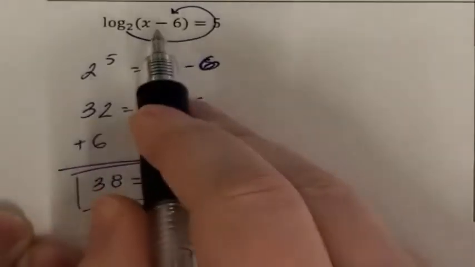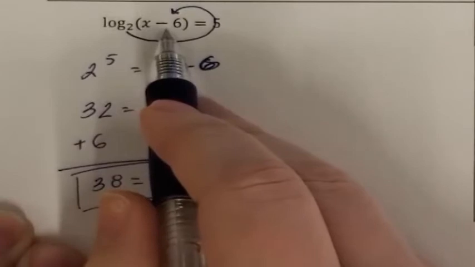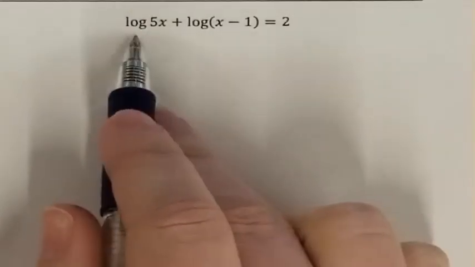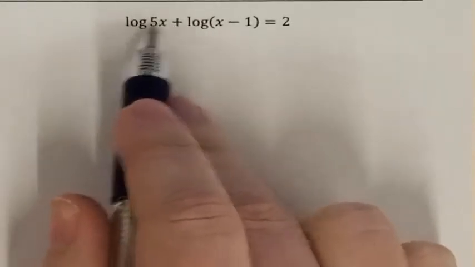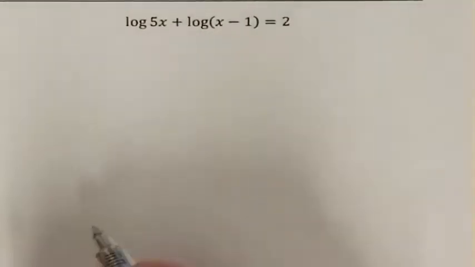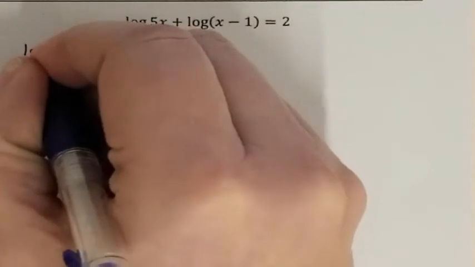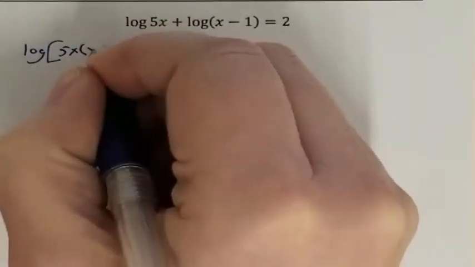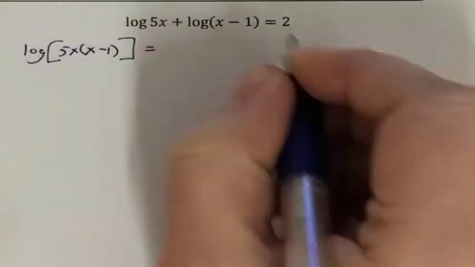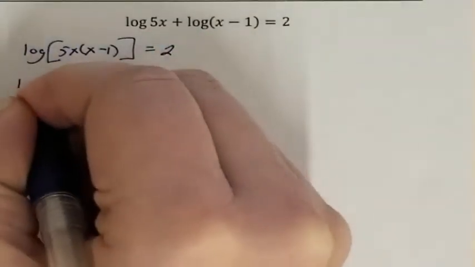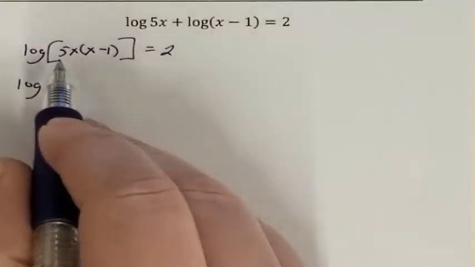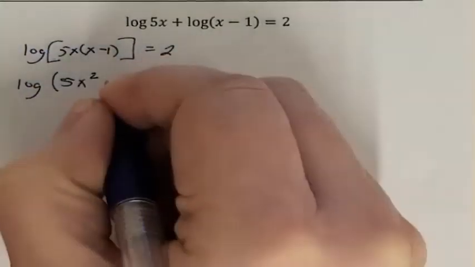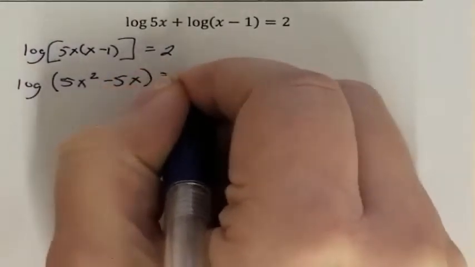Now will 38 make this inside negative or 0? It does not, so it's not extraneous. It's good to go. I see that I have two logs. I can condense the two logs since they're originally being added. I can condense them by multiplying. So this is log of, you had your 5x being multiplied to the x minus 1 equaling 2. That means I have log of 5x times x is a 5x squared. 5x times negative 1 is a minus 5x.